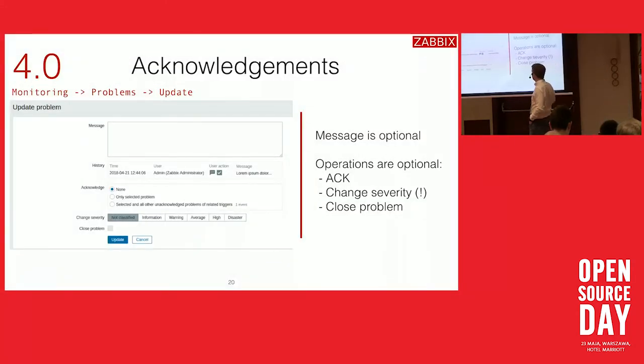So once again, the message is optional, and operations are also optional. So before you acknowledge a problem, you may have a nice discussion between you and some other guys, about these problems, who is going to solve it, or is it a real problem or not a real problem, and so on. And also messages are absolutely optional, and you can just acknowledge a problem without any message. You may change the severity, and you may close a problem if it's allowed to close a problem. But yes, at this moment, all users would be able to change the severity.